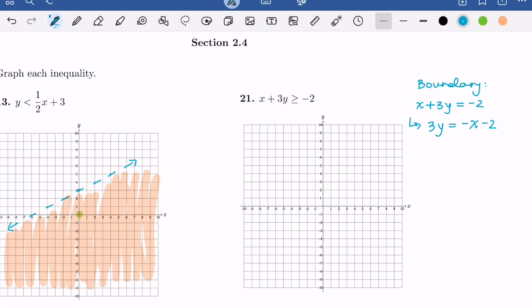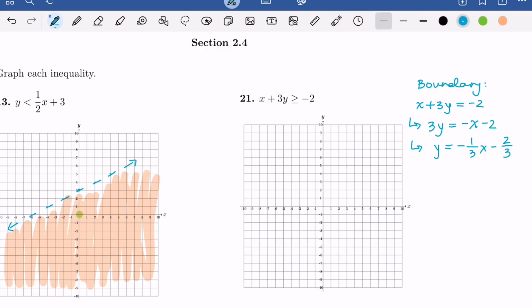And then in my next step, I need to divide both sides of this equation by 3. So we're going to get y by itself when we do that. And then we're going to get negative 1/3 x minus 2/3. Dividing this by 3 gives us a negative 1/3, and dividing this by 3 gives us a negative 2/3. So that means this is going to be our y-intercept, and this is going to be our slope. So let's use this information to graph this line here.